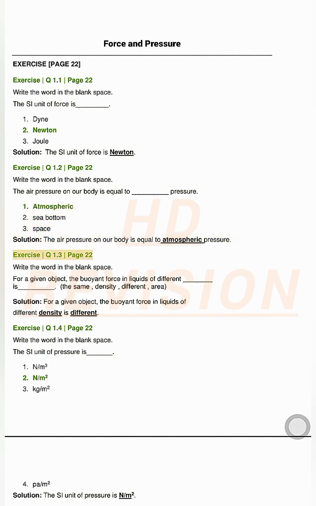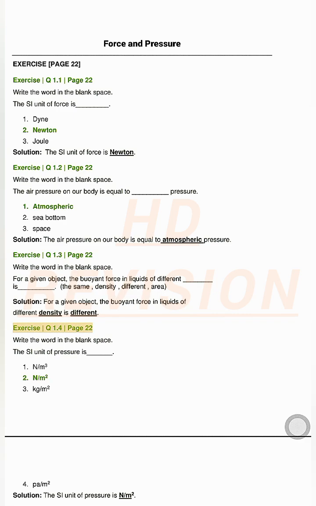Exercise Q 1.3 page 22. Write the word in the blank space. For a given object, the buoyant force in liquids of different underscore is underscore the same, density, different, area. Solution. For a given object, the buoyant force in liquids of different density is different.